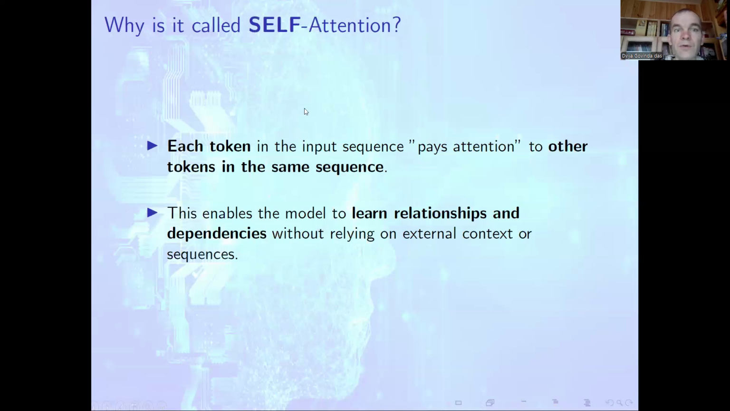So why is it called self-attention, but not just attention? Because each token, meaning a particular word in a sentence, pays attention to other tokens in the same sequence. And this enables the model to learn relationships and dependencies without relying on external context or sequences. That is why it's called self-attention.